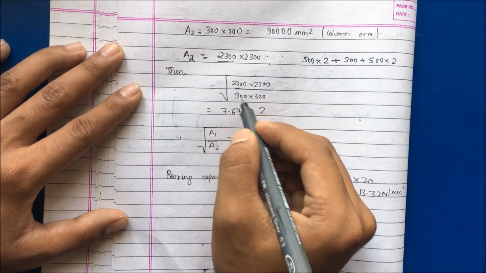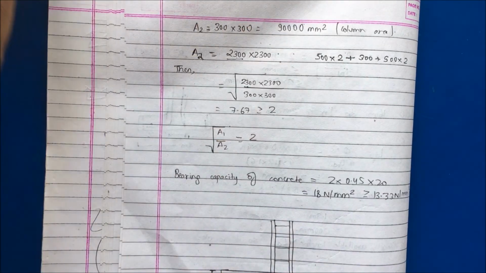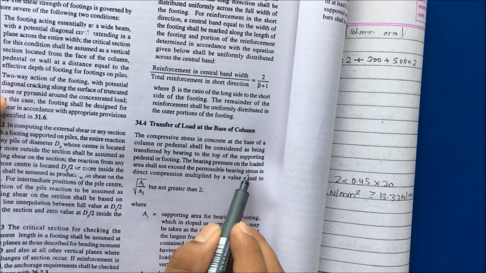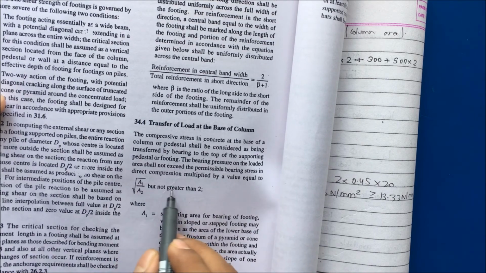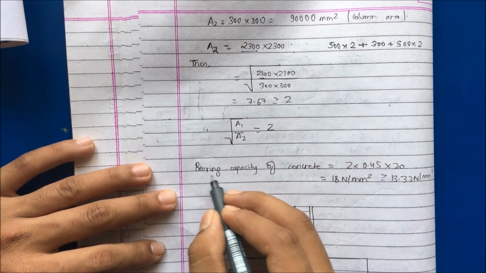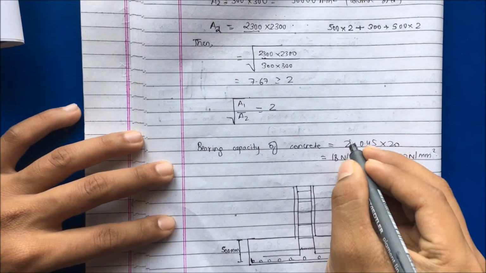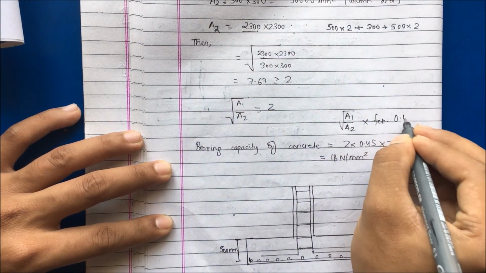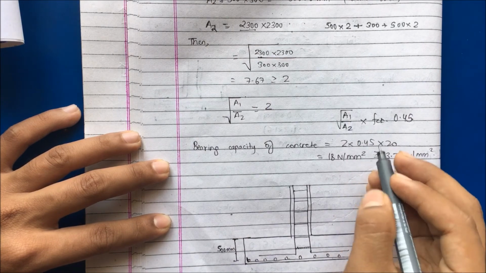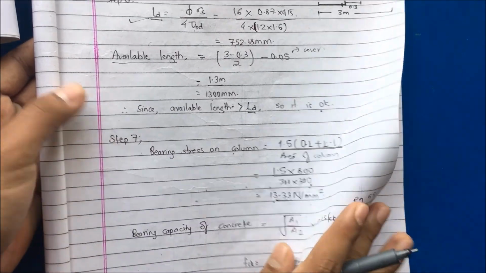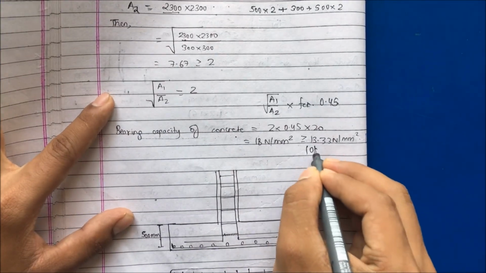Then for the square root of A1 by A2, we get this value as 7.67, and the code has said the bearing pressure on the loaded area shall not exceed the permissible bearing stress in direct compression multiplied by this value, but not greater than 2. So this value cannot be greater than 2. Taking this value as 2, the bearing capacity of concrete is 2 into 0.45 fck. Substituting fck, we get 18 Newton per mm square. This is the bearing capacity of concrete, and the bearing stress on column is 13.33, so it is also okay.